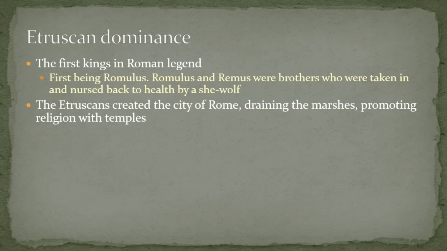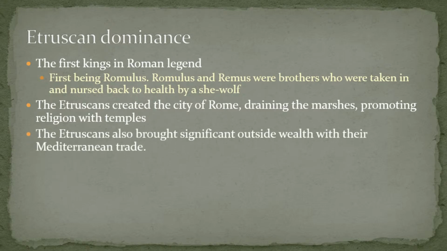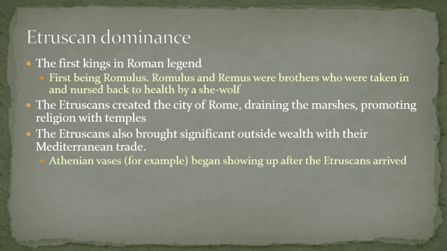So, Etruscans created Rome, they drained the marshes, they promoted religion with temples, so a lot of the original structure of Rome was built by the Etruscans. They brought in a lot of wealth as they were trading in the Mediterranean, in particular with the Greeks, as we mentioned. We have examples of Athenian vases being found in Rome after the Etruscans showed up.